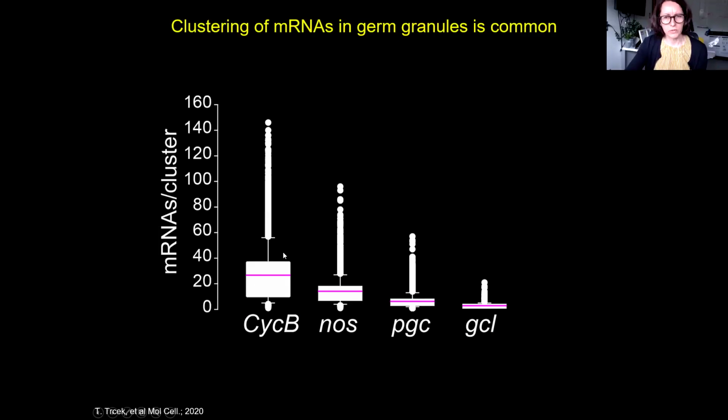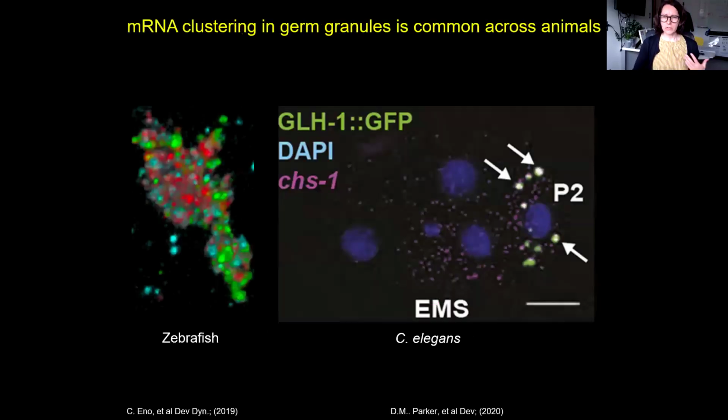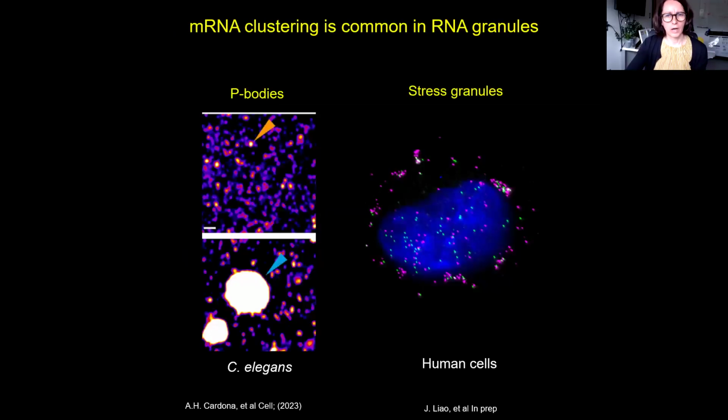Other RNAs that localize to these granules also can cluster, cyclin B, PGC, and GCL, for example. But interestingly, this clustering behavior in germ granules has been observed in other organisms, such as zebrafish and C. elegans. So it's a conserved behavior of RNA within these granules, but also in other RNA granules per se, including P bodies in C. elegans. And we've also recently observed them in stress granules in human cells. So this clustering behavior is just something that RNAs do under certain conditions, and those certain conditions probably are related to just high concentration. And we're trying to understand what is the significance of this clustering and how is clustering generated.